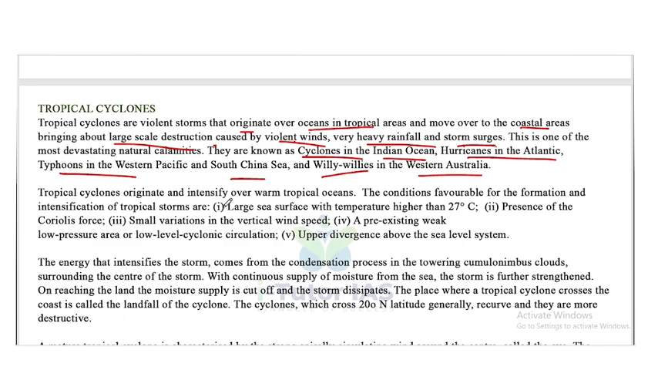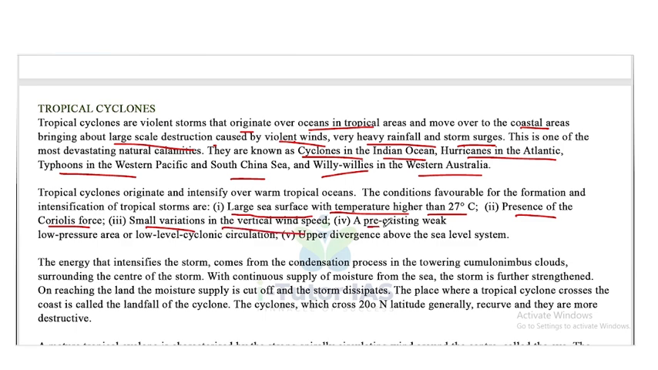Tropical cyclones originate and intensify over warm tropical oceans. The conditions favorable for the formation and intensification of tropical storms are: first, a large sea surface with a temperature higher than 27 degrees Celsius. Second, the presence of the Coriolis force. Third, small variations in the vertical wind speed.